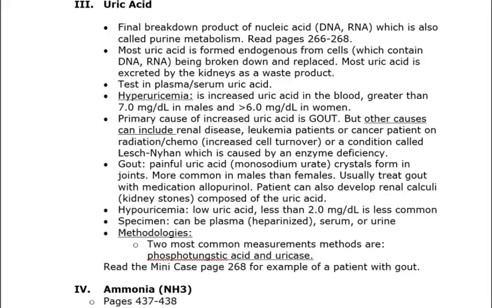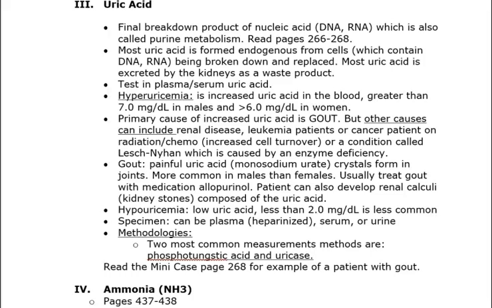Hyperuricemia is an increase in uric acid in the blood, and that's usually greater than 7.0 milligrams per deciliter in males and greater than 6 in women. The primary cause of increased uric acid is gout, but there can be other causes which include renal disease, leukemia patients, and cancer patients on radiation and chemo. There's also a condition called Lesch-Nyhan, which causes an enzyme deficiency.